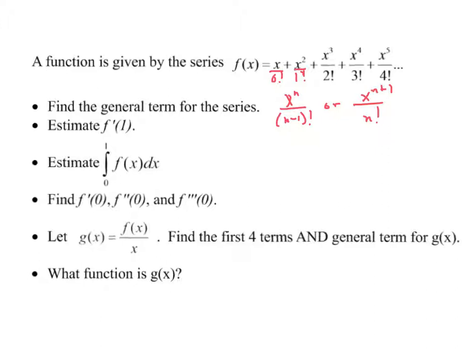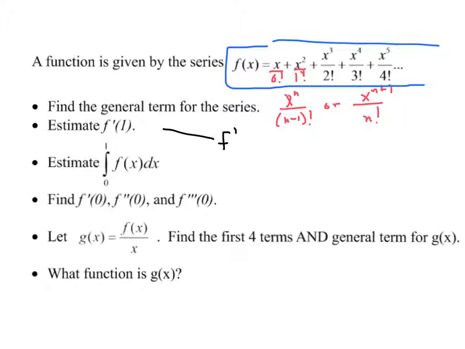Now, estimating f prime of 1. Well, let's go back up here and say that f we think is equal to this. So estimating f prime, well, derivatives are very algebraic. If you find the derivative of one side, you should find the derivative of the other. So f prime would be approximately 1 plus 2x plus 3x squared over 2 factorial plus 4x cubed over 3 factorial plus 5x to the fourth over 4 factorial. And now we plug in 1.